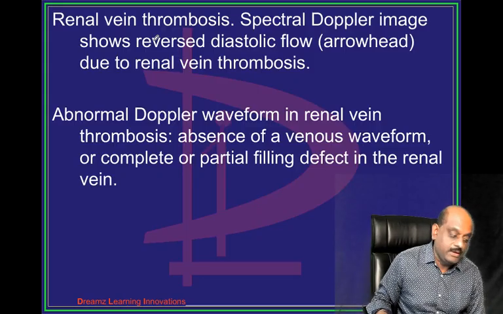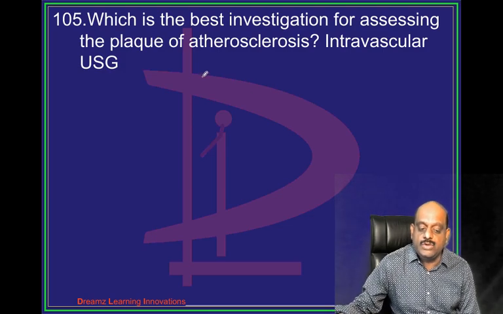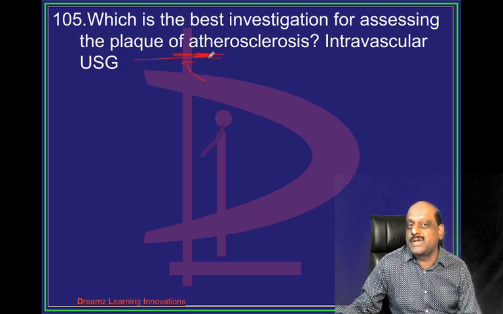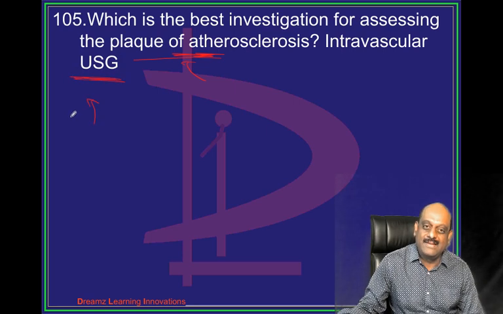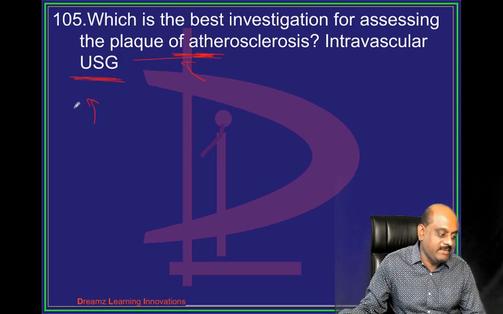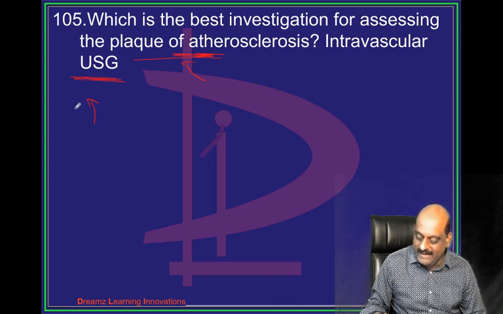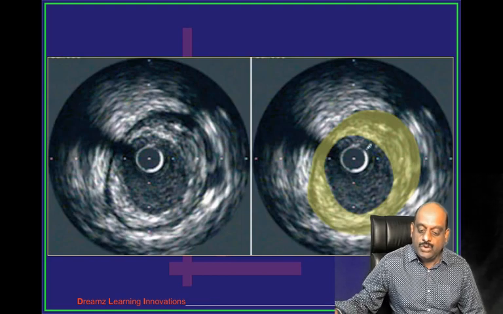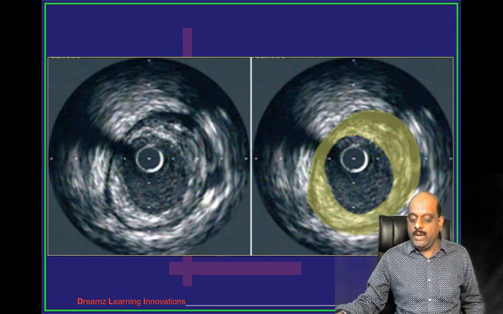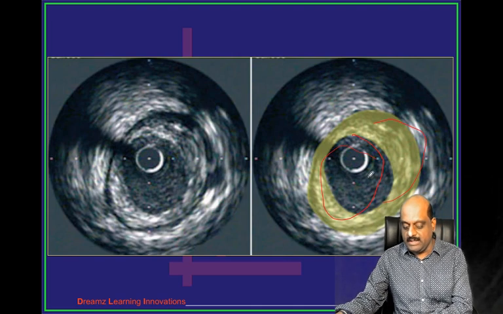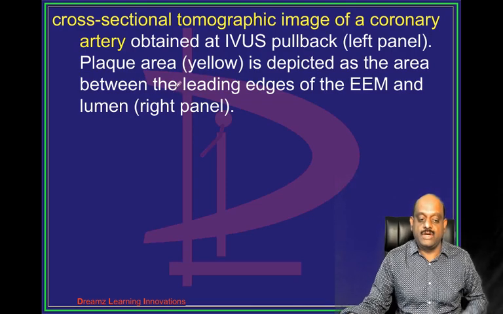Now, what is the best investigation to look at the plaque of atherosclerosis? Intravascular ultrasound. So all these cardiologists are becoming interventionalists. If you pass an ultrasound inside the blood vessel, you are able to detect the presence of plaque of atherosclerosis.